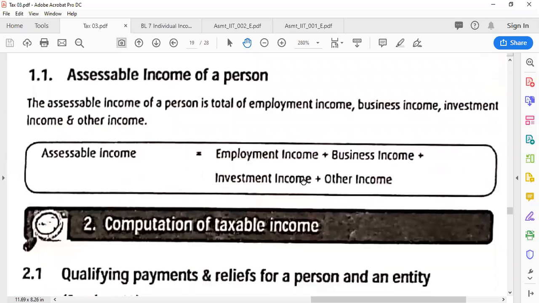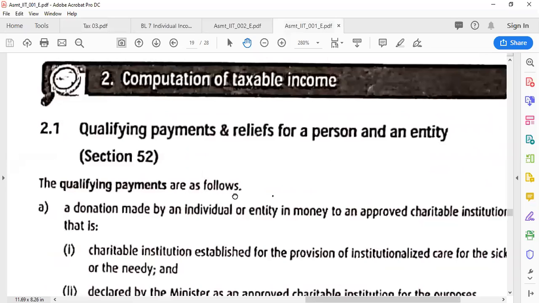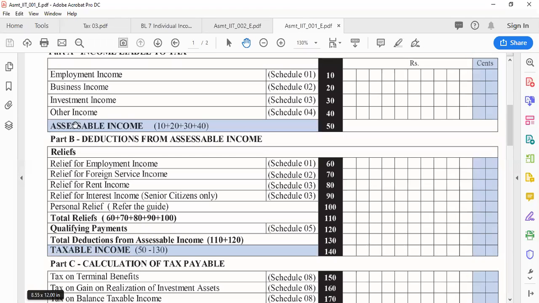Right. Now we move to computation of taxable income. Up to now we have studied how to calculate this one, how to fill up to this cage. From now onwards, we will study how to calculate and fill cage number 140. For that we have to discuss relief and qualifying payment.